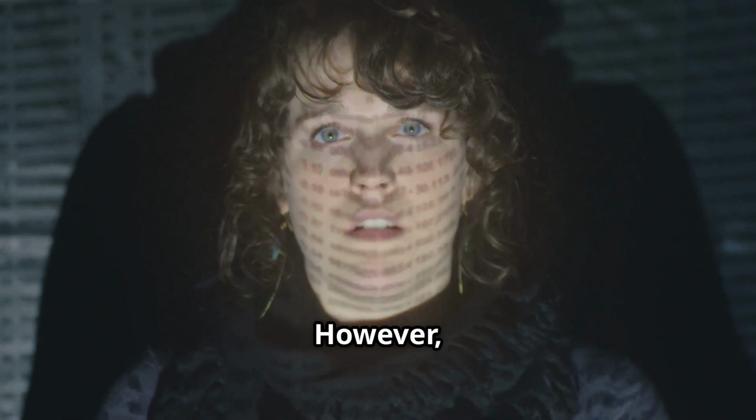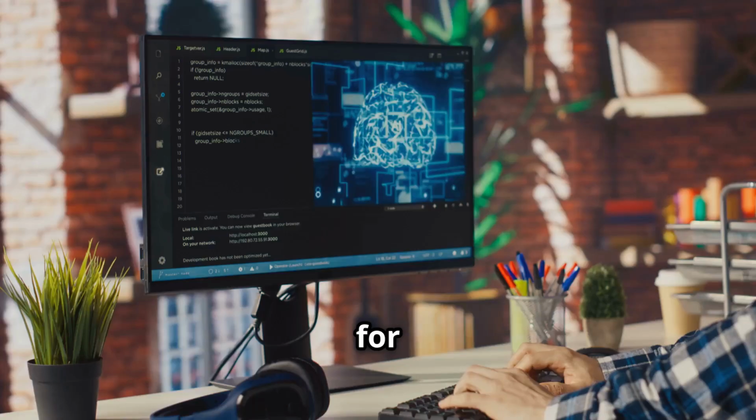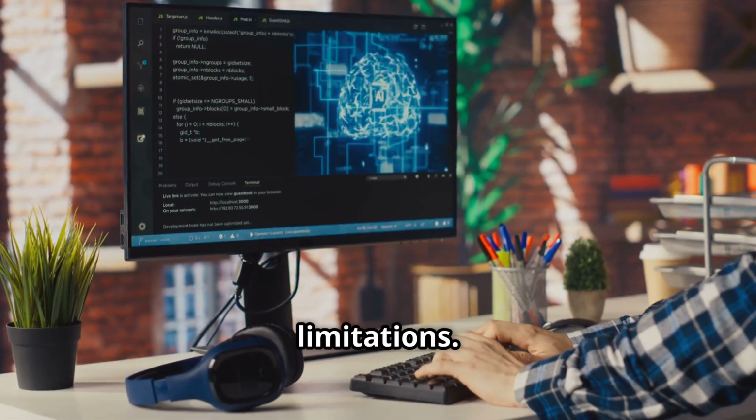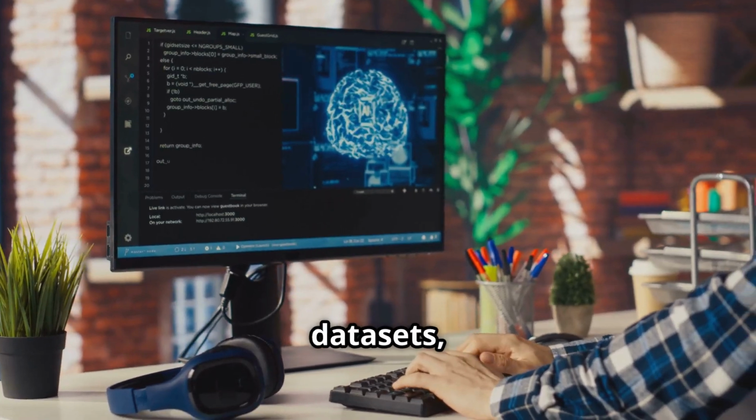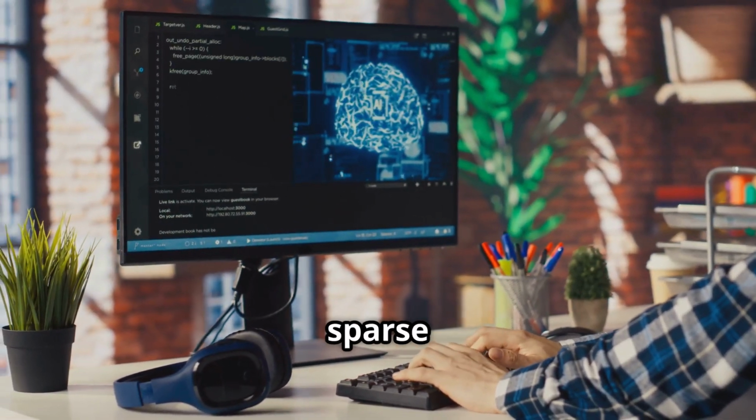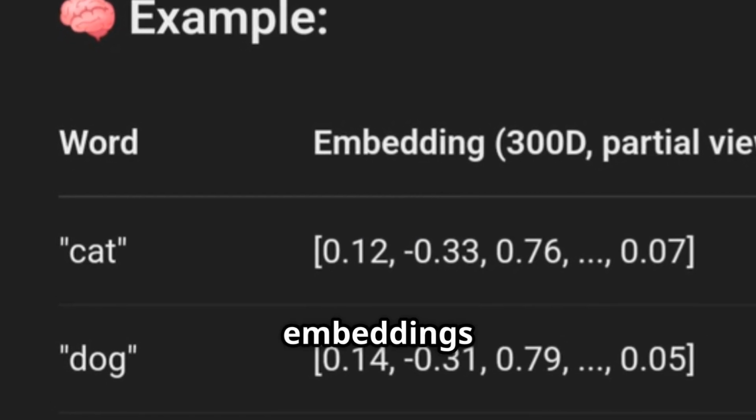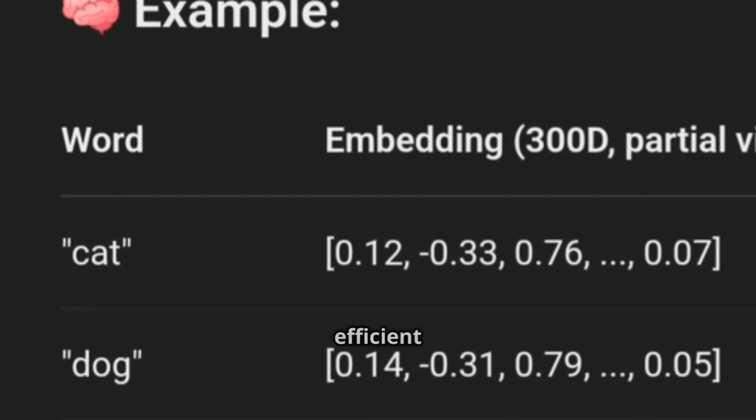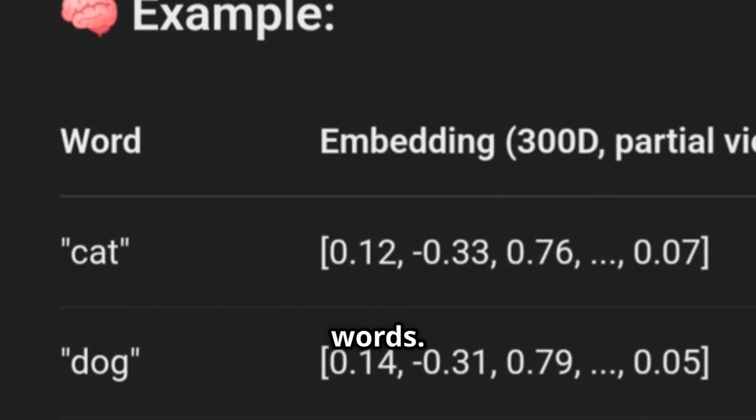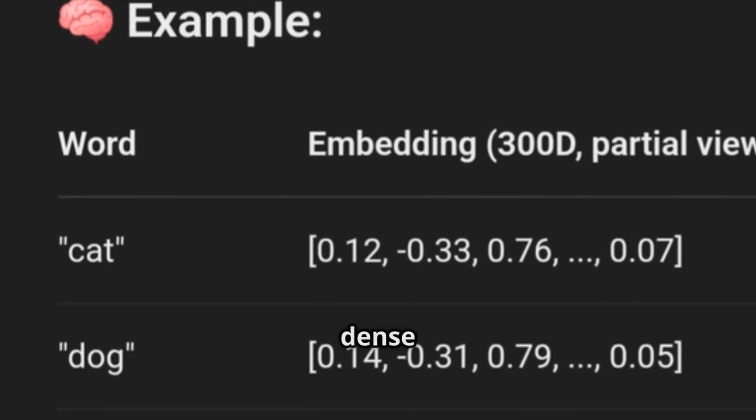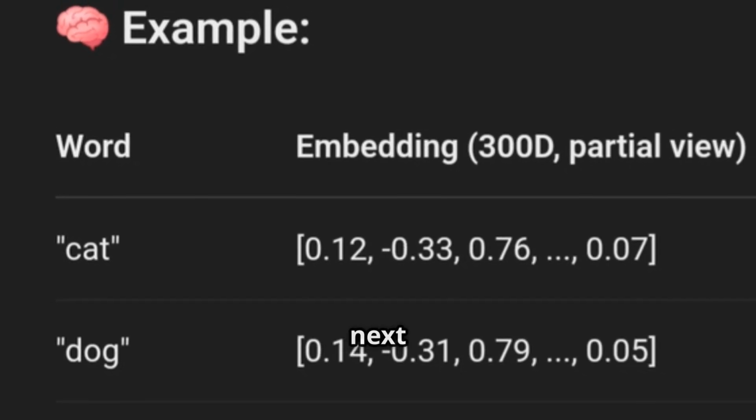However, while one-hot encoding is effective for small vocabularies, it has its limitations. As we encounter larger datasets, the vectors become increasingly sparse, with lots of zeros, and computationally expensive. This is where dense embeddings come into the picture, offering a more efficient and meaningful way to represent words. Stay tuned as we explore why dense embeddings beat one-hot vectors in the next chapter.